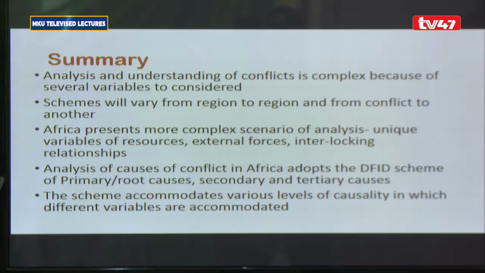In today's class, we were able to analyze and understand conflicts that are complex because of the several factors involved, and schemes of classification vary from region to region. Africa has its own unique conditions and circumstances that require unique classification schemes, and an analysis of conflicts in Africa is better done on the basis of understanding the primary root causes and the secondary and tertiary causes, because this scheme accommodates various levels of causes of conflicts.